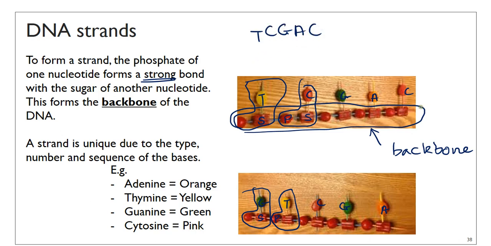That's just the nucleotide base sequence. And then the other one is G, T, C, G, A. So that's the other one. So they have different types and sequence of nucleotide bases, and that is what is unique about them.